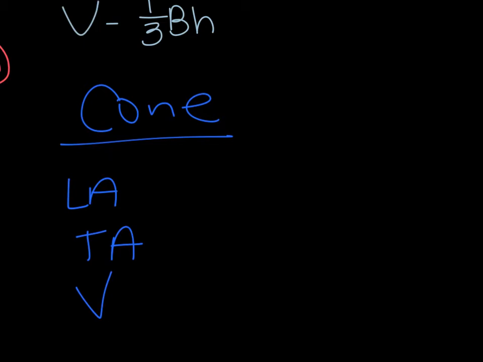And a cone is just a pyramid with a circular base. So lateral area, which would be 1/2 perimeter times the slant height, is 1/2 perimeter is 2 pi r. So the 1/2 and the 2 cancel out. So this is just pi r L.